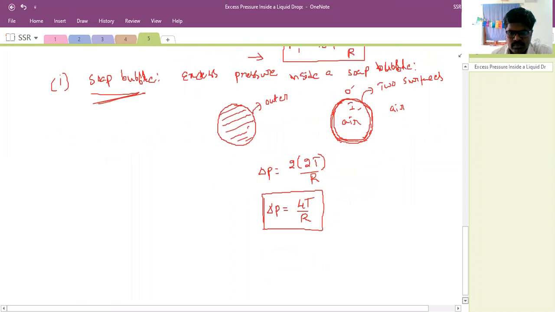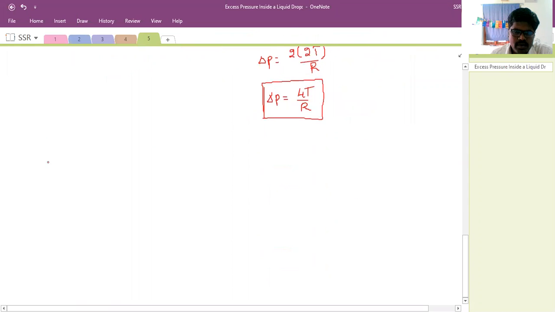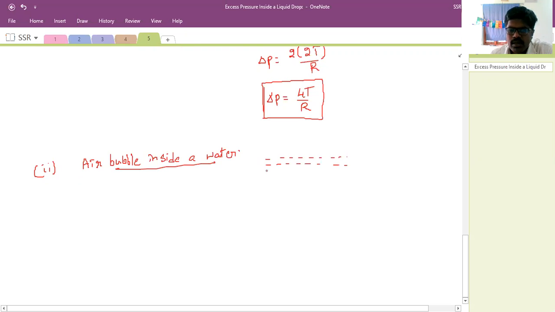Next, case 2 you can say. Suppose there is a bubble, an air bubble inside a liquid. Air bubble inside a liquid, just inside a liquid. Let us say inside water. You can imagine, this is the layer of water. So within the layer of water, there is a bubble. You can imagine an air bubble inside water. Yes or no? This is the air bubble.